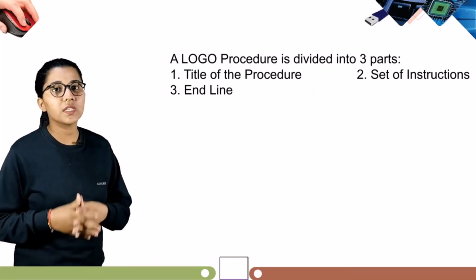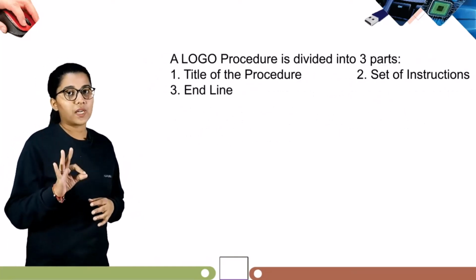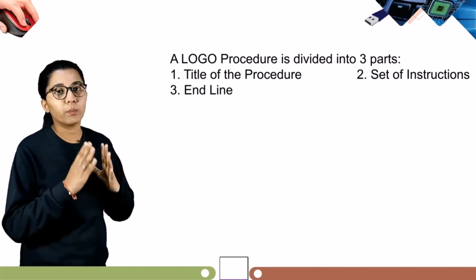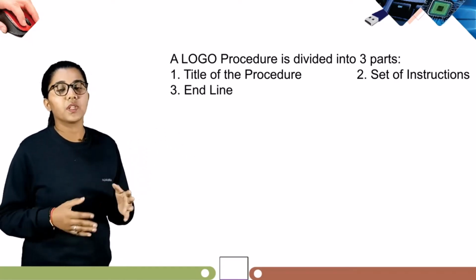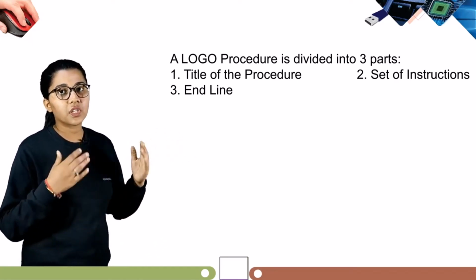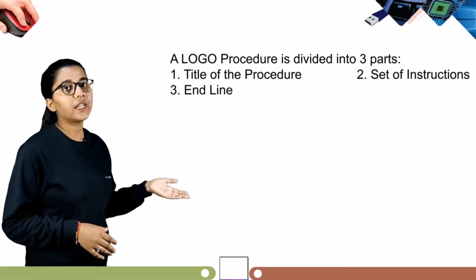A logo procedure is divided into three parts. There are three parts of a logo procedure. The first one is the title of the procedure, the second one is the set of instructions, and the third one is the end line.